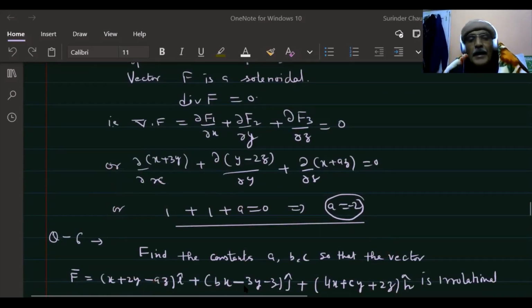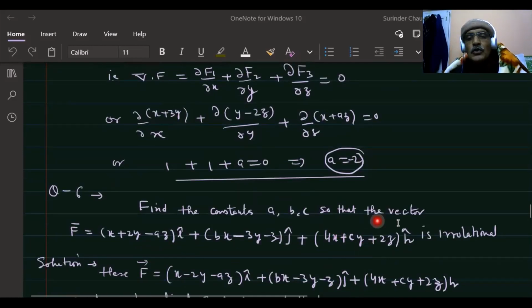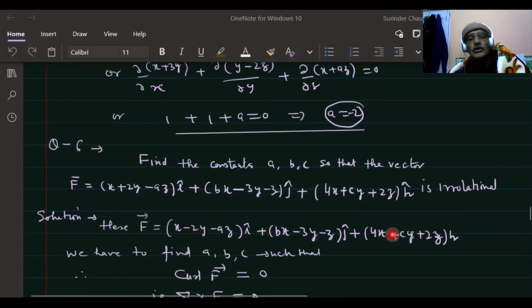Now next, find the constants a, b, c so that the vector F = (x + 2y − az) i + (bx − 3y − z) j + (4x + cy + 2z) k is irrotational. It is irrotational if the curl of this vector is equal to 0. If we find the curl equal to the zero vector, we will get 3 equations in a, b, c, and we'll solve for the values of a, b, c from these equations.